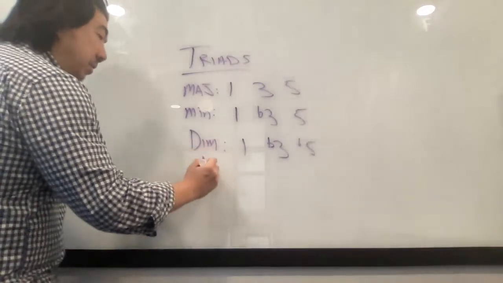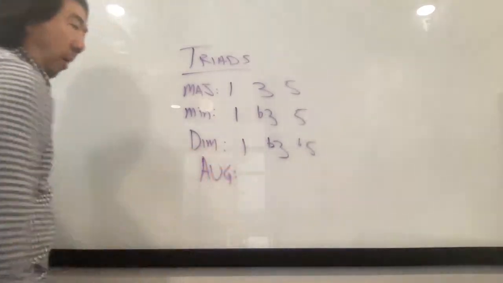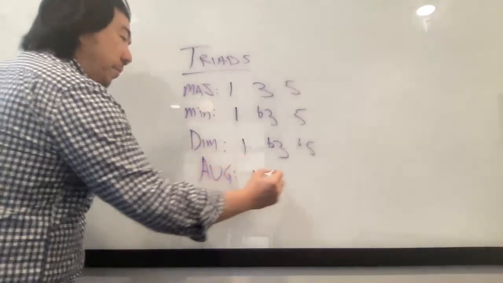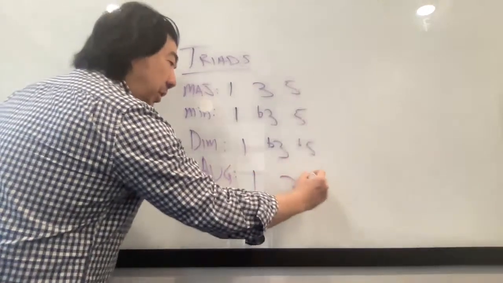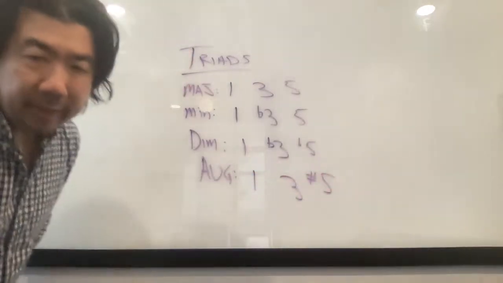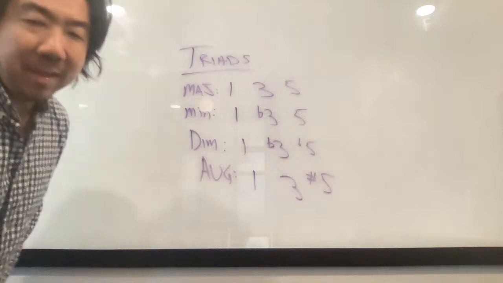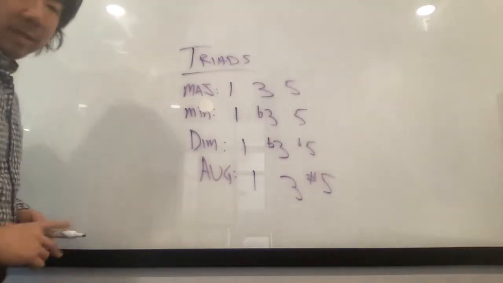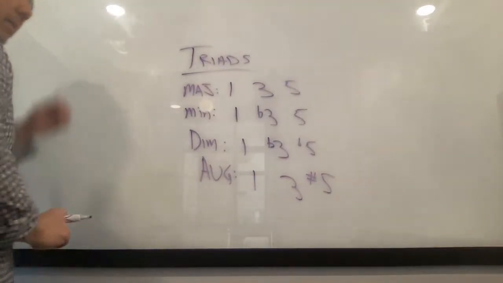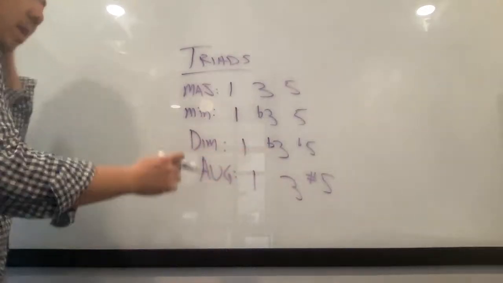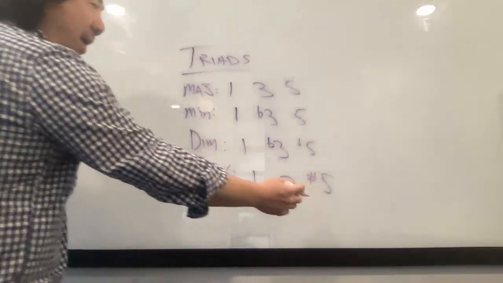The augmented triad. What's an augmented triad? It's 1, 3, sharp 5. We did that. Oh, thank you, Michael, for the dim. Look at how Michael wrote the dim. That's how I would write it: 1, flat 3, flat 5. And augmented is 1, 3, sharp 5.